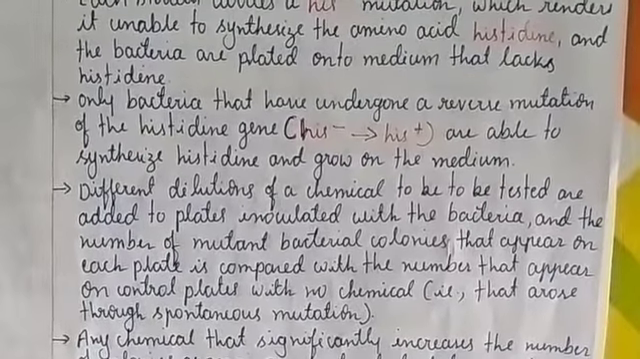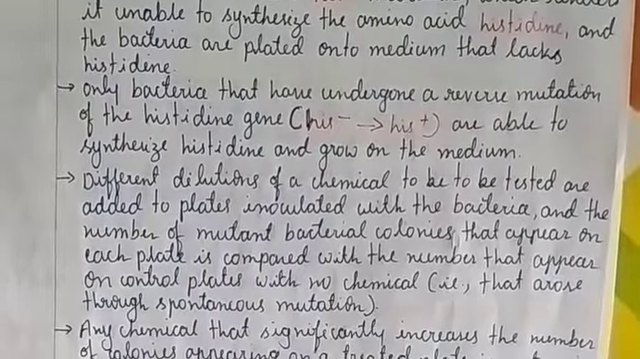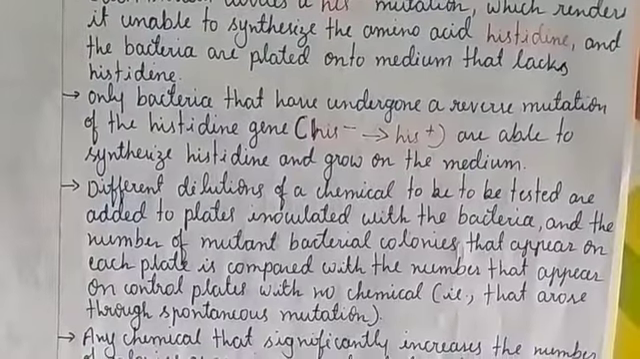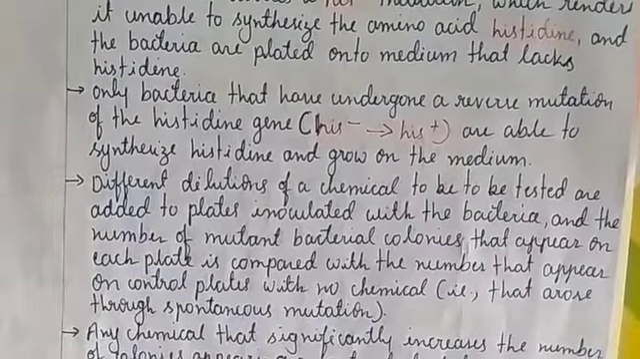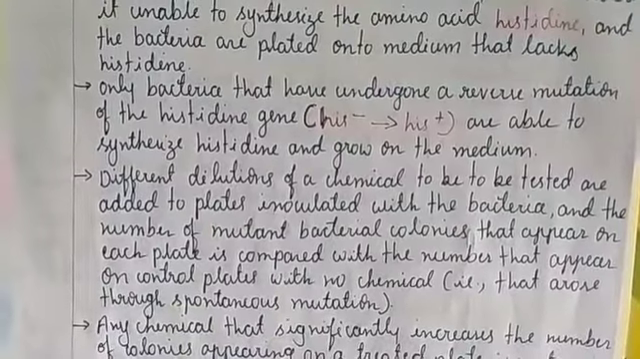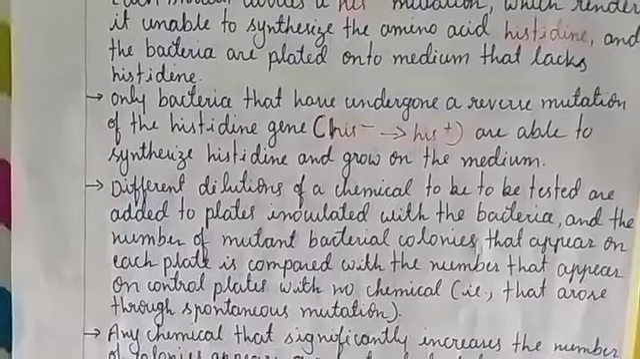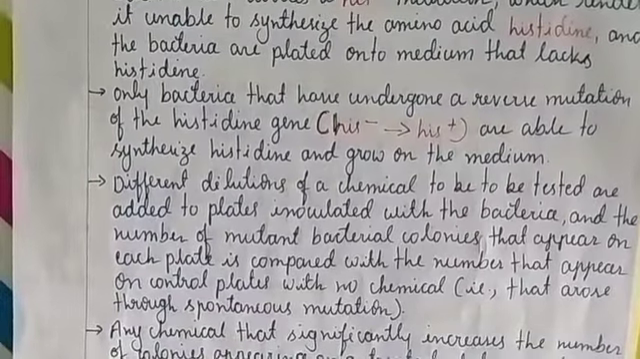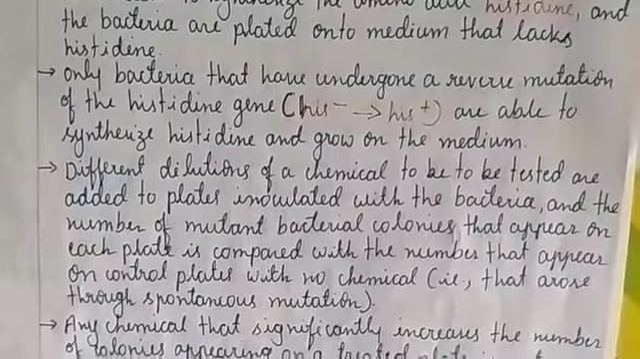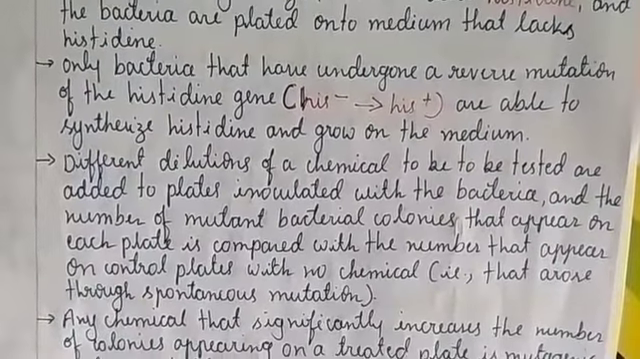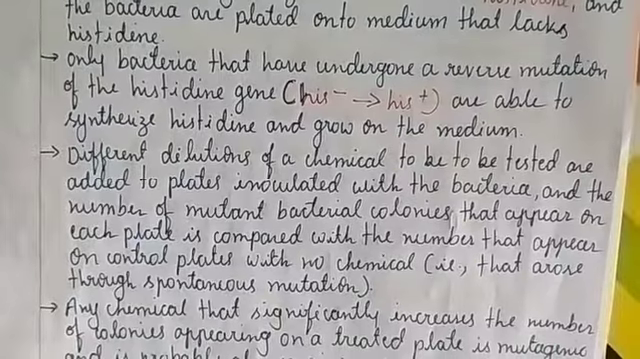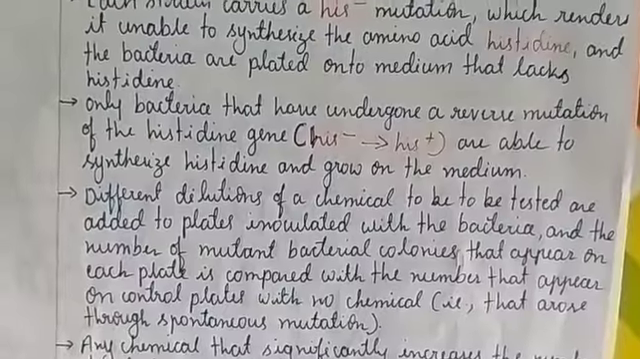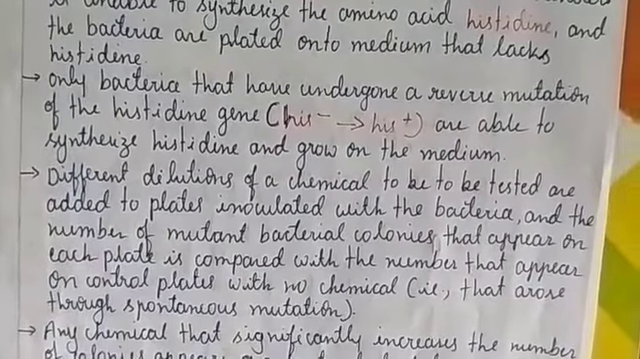In the last class we discussed the reverse mutation. What is reverse mutation? From wild type to mutated strain, and from the mutated strain again undergoing a mutation, forming a wild type, is called reverse mutation. Like that, only bacteria that can undergo a reverse mutation of the histidine gene are able to synthesize histidine and grow on the medium.